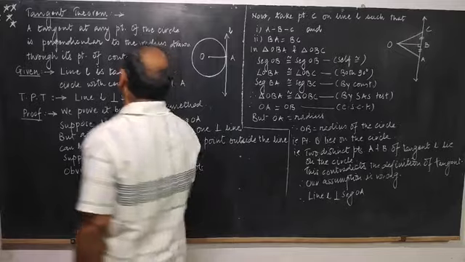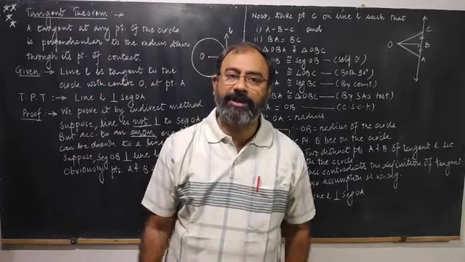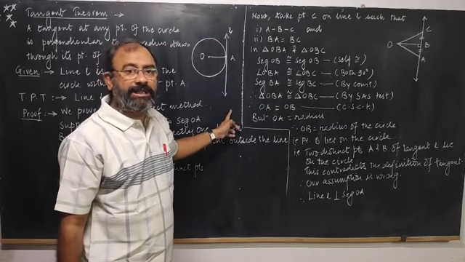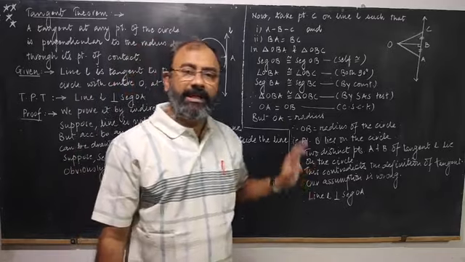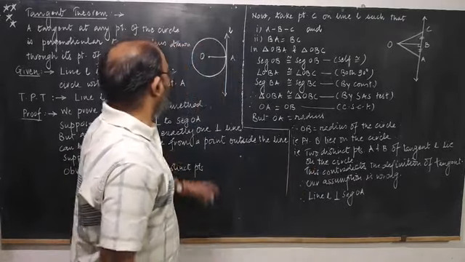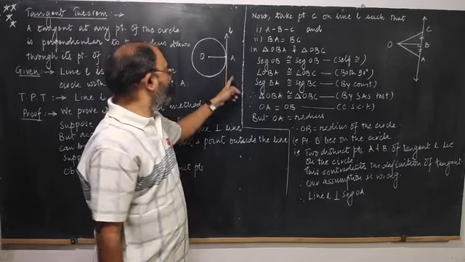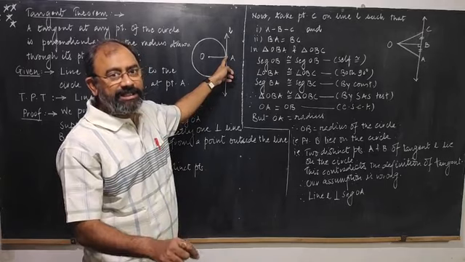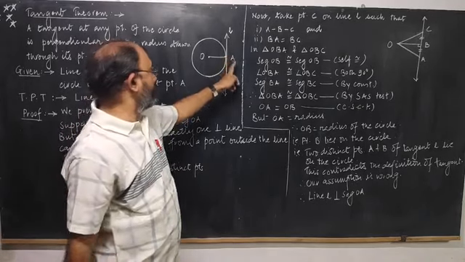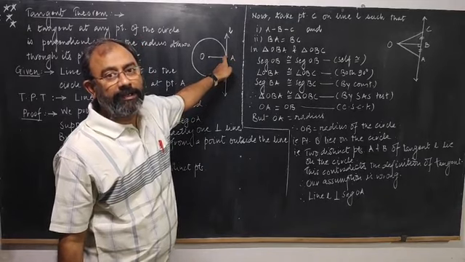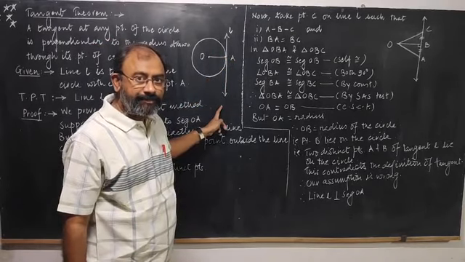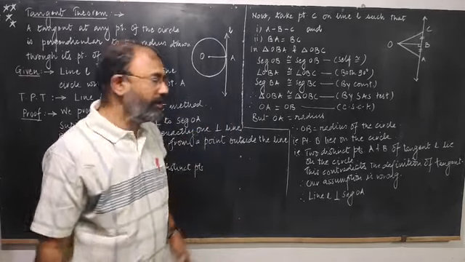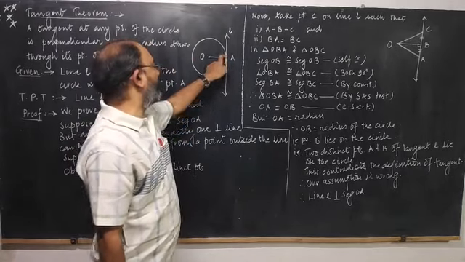Okay. Let me explain the statement of the theorem. The statement is very simple. If a line is tangent to a circle, then it is perpendicular to the radius drawn through its point of contact. When you say tangent, it is touching the circle in exactly one point. That point is called the point of contact. So this tangent is perpendicular to the radius. Is it perpendicular to every radius? No. It is perpendicular to the radius drawn through the point of contact.